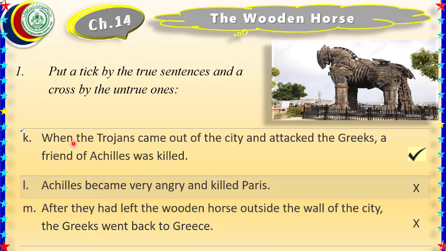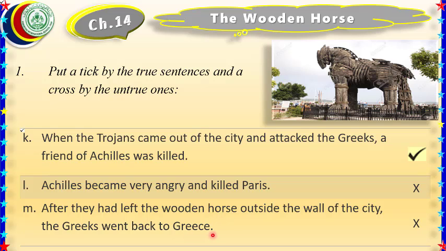Here, students, we come to know when the Trojans came out of the city and attacked the Greeks, a friend of Achilles was killed. Yes, friend of Achilles was killed. At that time, Achilles was sitting in the tent. He was not fighting because he was angry with Agamemnon when one of his friends was killed. This is a true statement. Achilles became very angry and killed Paris. This is a false statement.